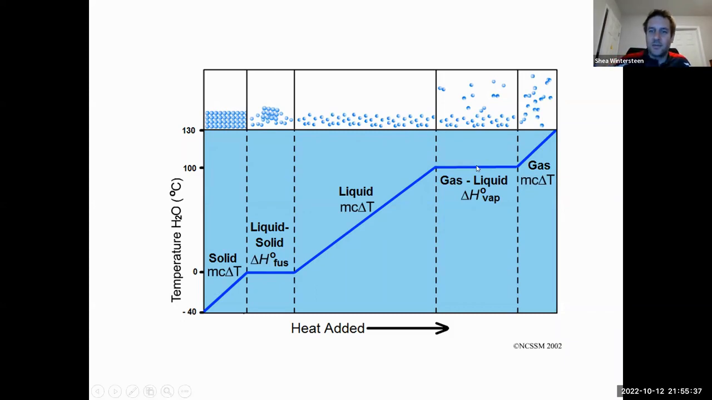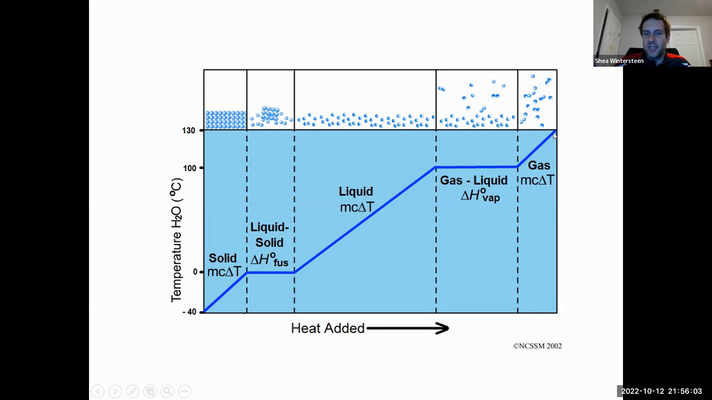And then once we've heated our liquid sufficiently so it's all boiling away, everything is then in the gas phase. And once in the gas phase, it can become hotter than just 100 degrees Celsius. It can get very, very hot once it's in the gas phase.